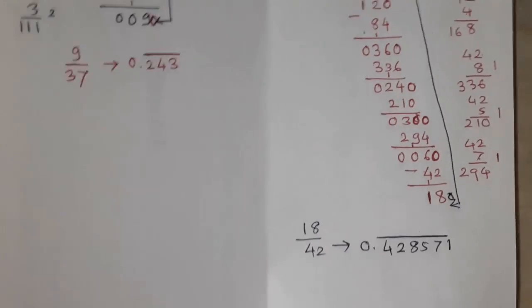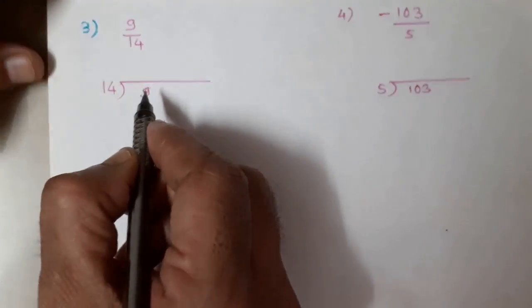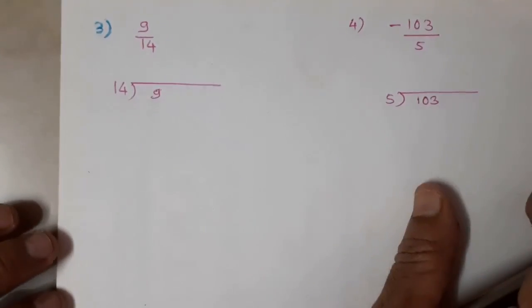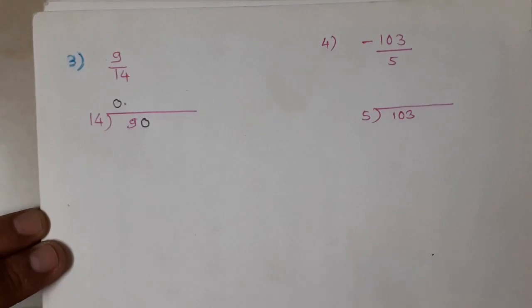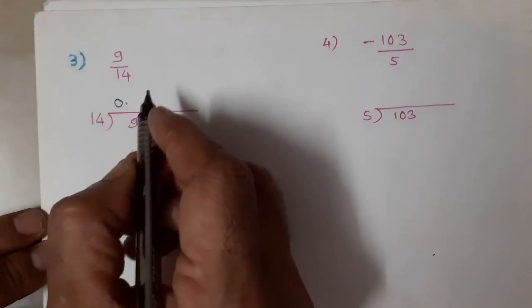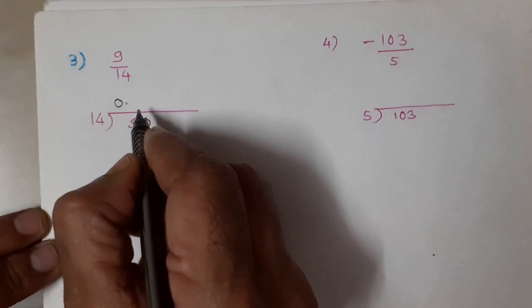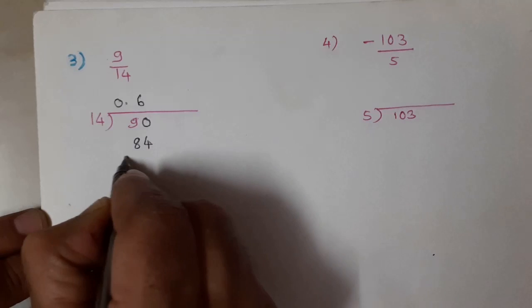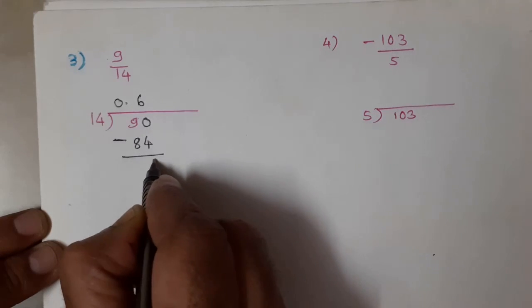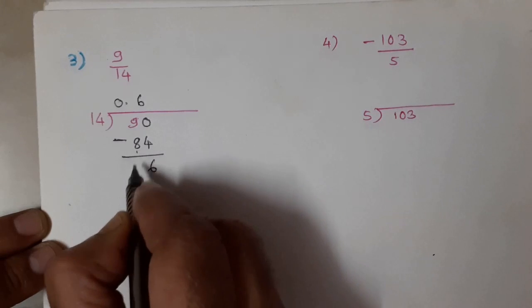Next example, the third example, is 9 divided by 14. Again, we cannot divide 9 by 14, so we have to take the decimal point here. When we take the decimal point, it becomes 90. 14 sixes are 84. So we subtract: 10 minus 4 is 6, and 9 minus 9 is 0.